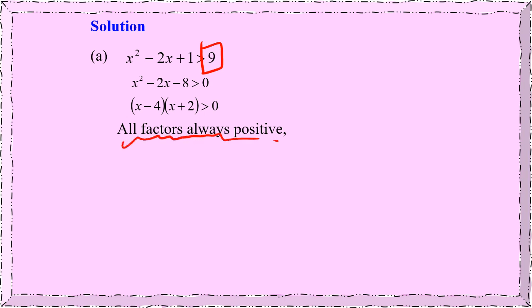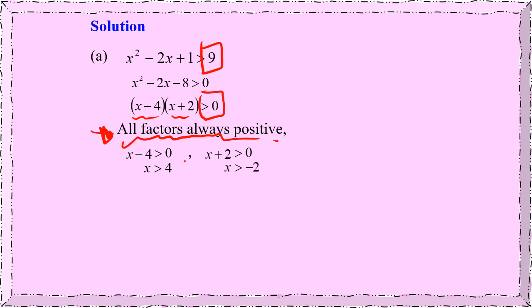So all factors are always positive. Why? Because we want more than 0, it will be always positive. So these two roots, x minus 4, x plus 2, more than 0. This is always true. Doesn't matter if it's more than 0 or less than 0, all factors we assume are always positive. So when x minus 4, it should be more than 0. X plus 2 also must be more than 0. So x should be more than 4, and the other one also, x should be more than negative 2.